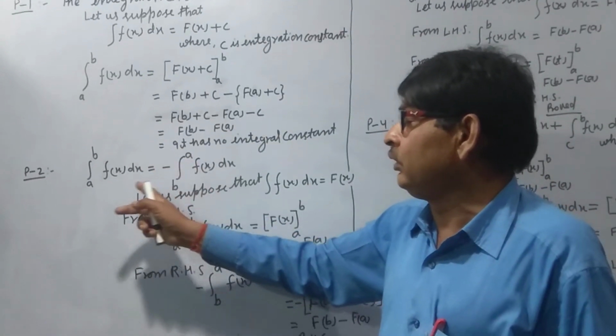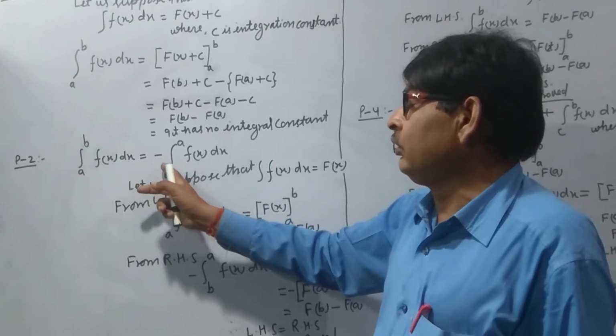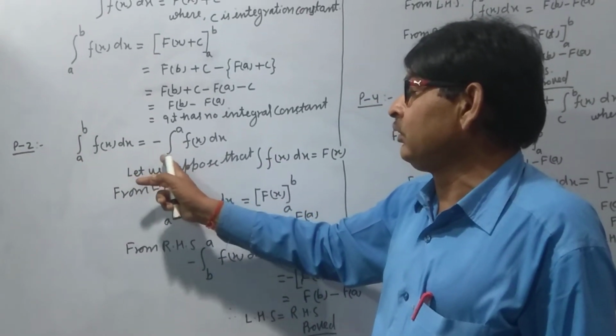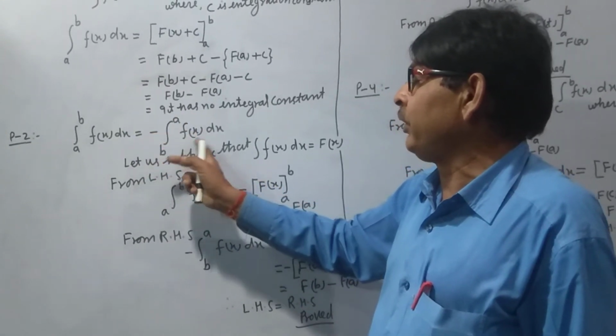Now property number 2: the integration from a to b of f(x) dx is equal to minus the integration from b to a. Here the lower limit is a and the upper limit is b. We take one minus sign and change the limits, lower limit b and upper limit a, of f(x) dx.